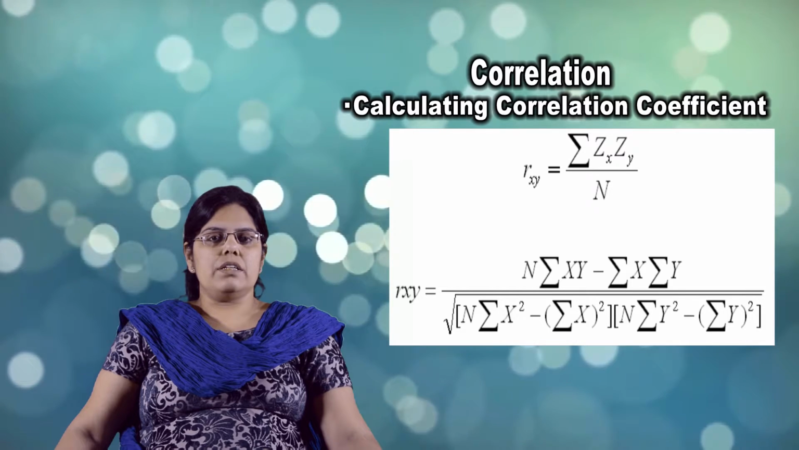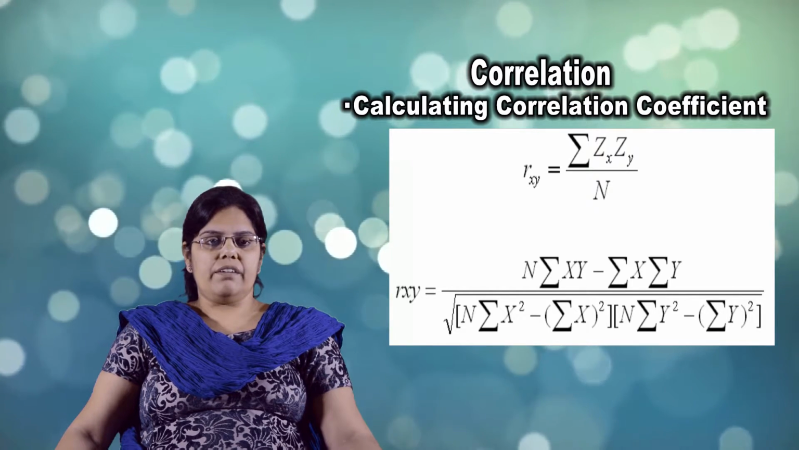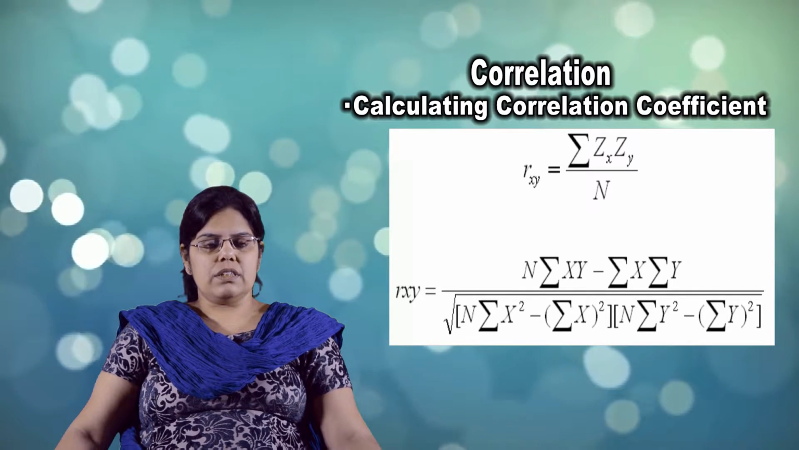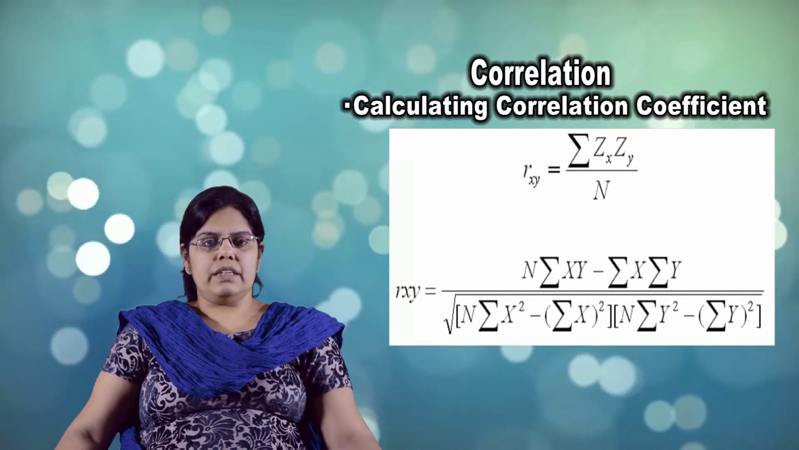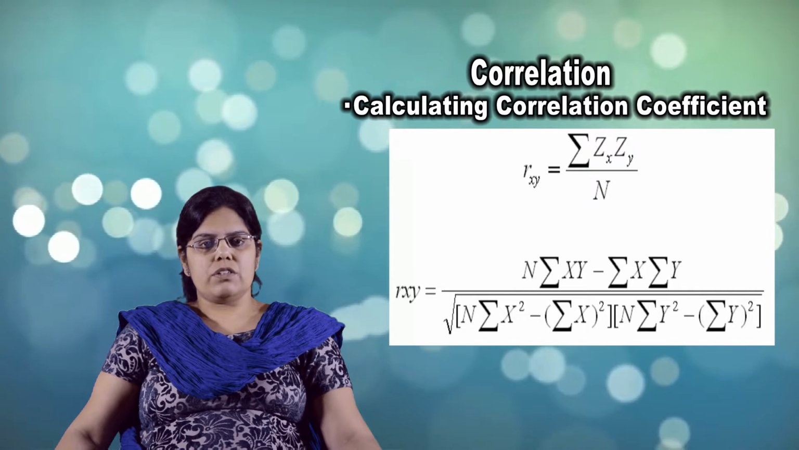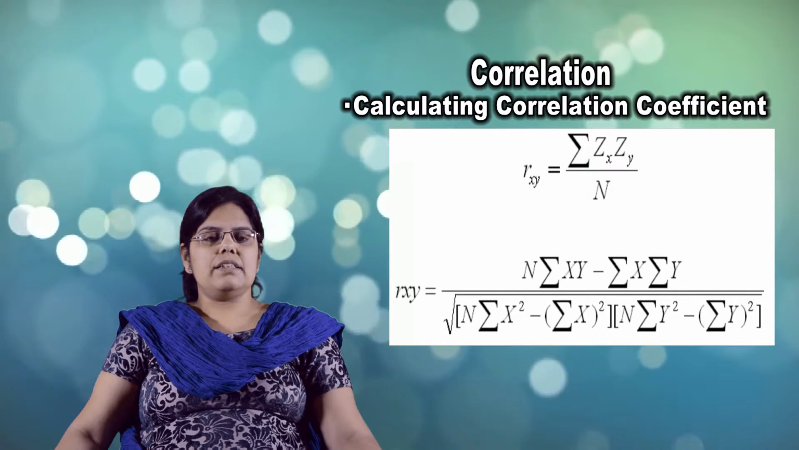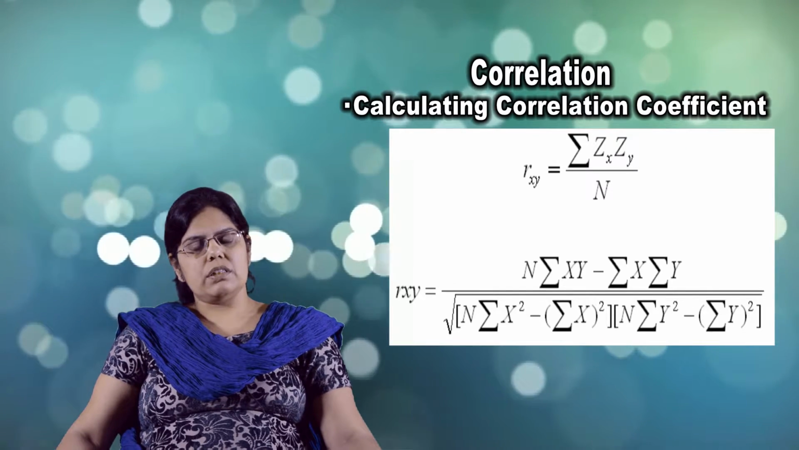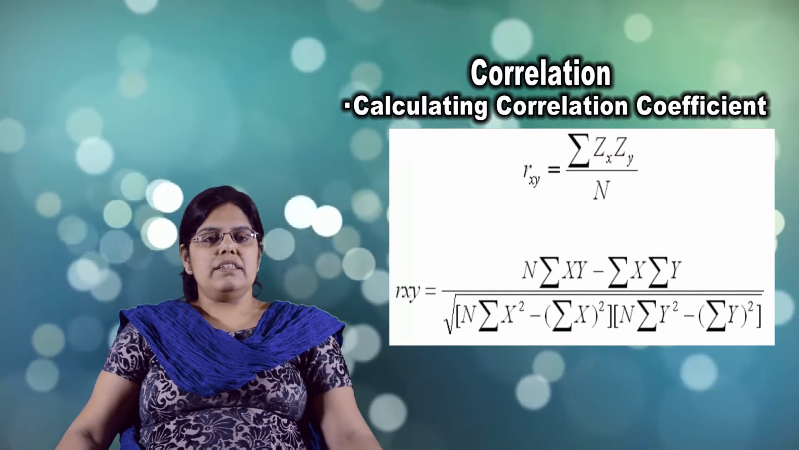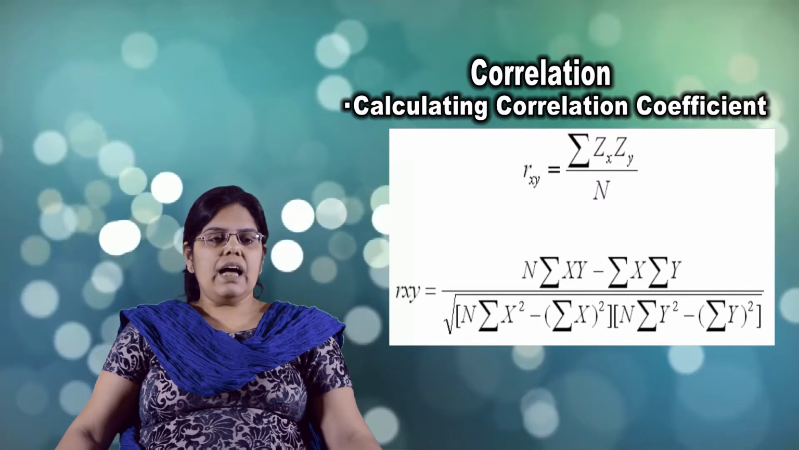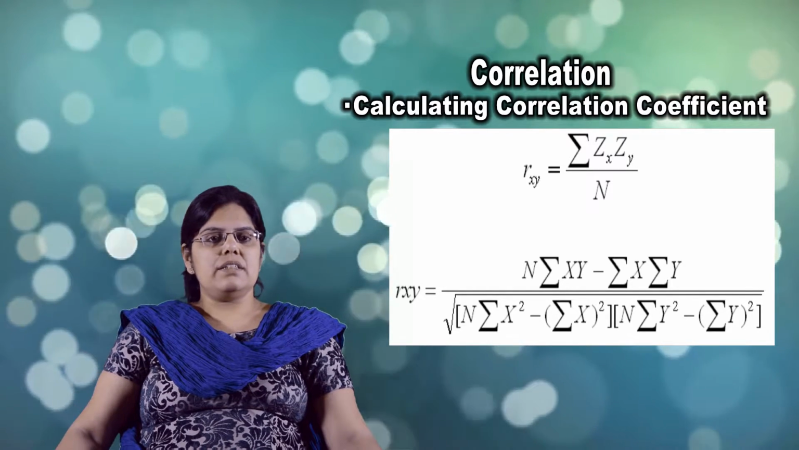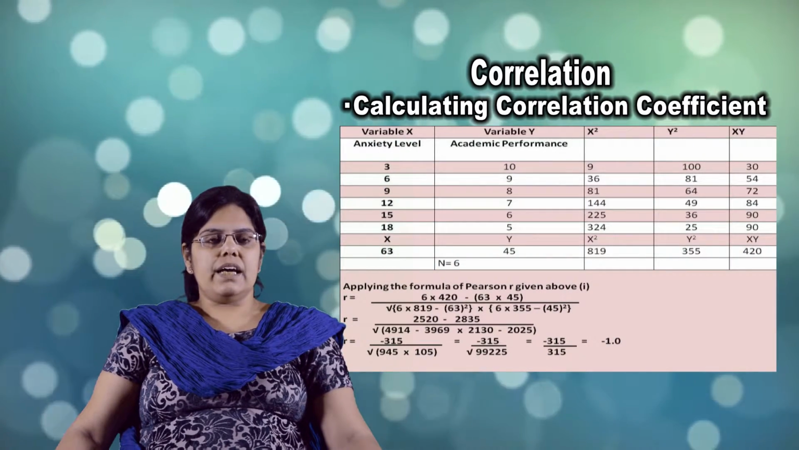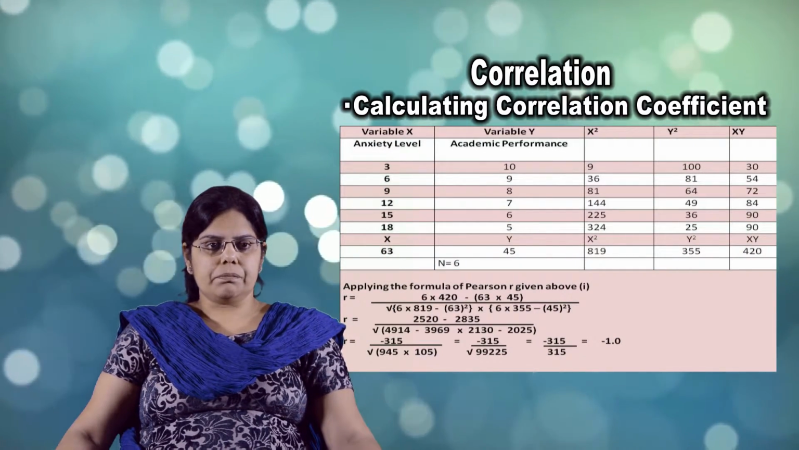The formula for calculating Pearson's r is depicted here, where n is the number of pairs of scores, sigma xy represents the sum of the products of paired scores, sigma x is the sum of x scores, sigma y is the sum of y scores, sigma x squared is the sum of squared x scores, and sigma y squared is the sum of squared y scores. Let's calculate an example to understand.